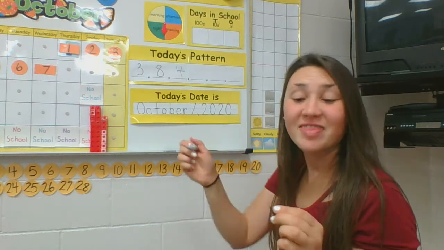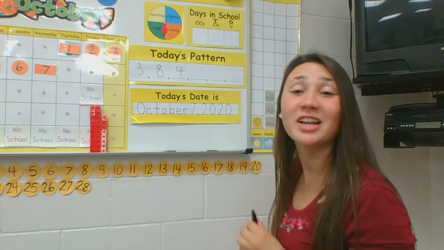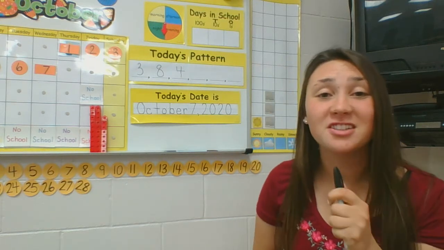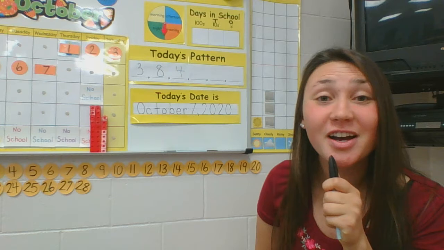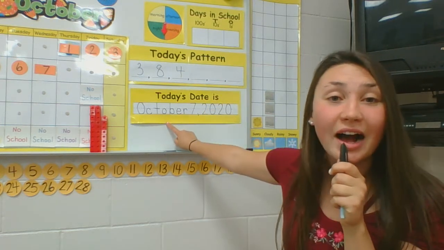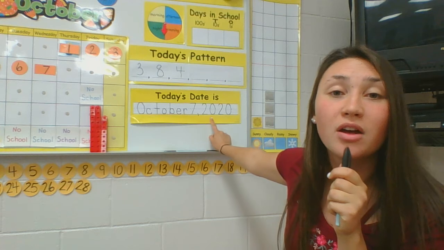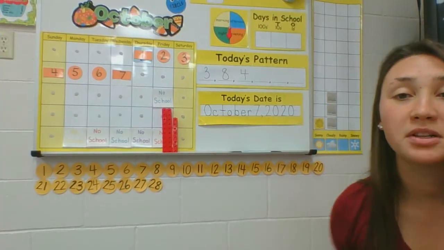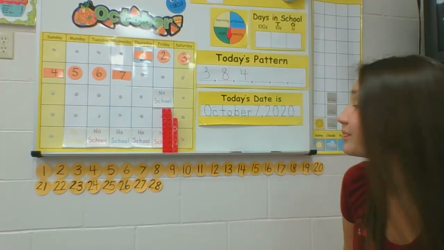All right. That means it's time to announce it, so you can grab your microphone or your marker or whatever you want to use. Ready? 1, 2, 3. Good morning, Milwaukee. Today's date is October 7th, 2020. Very good, 5K.